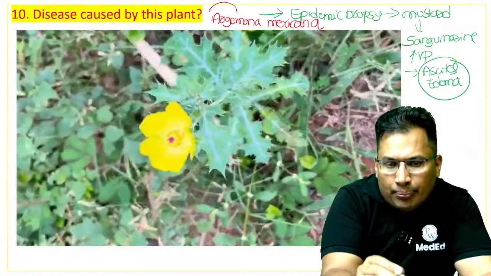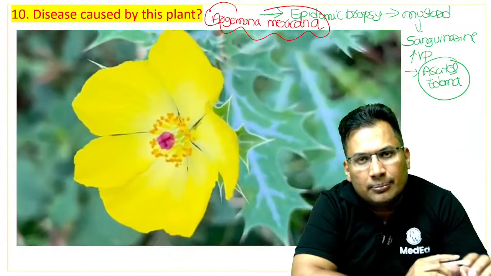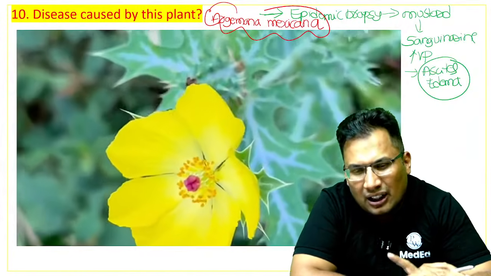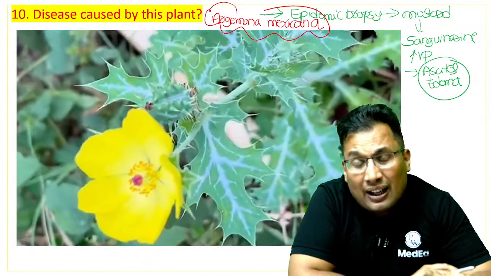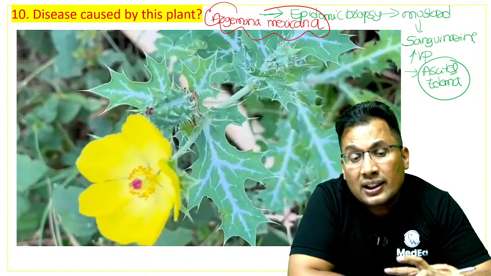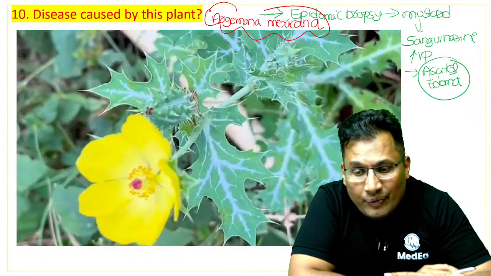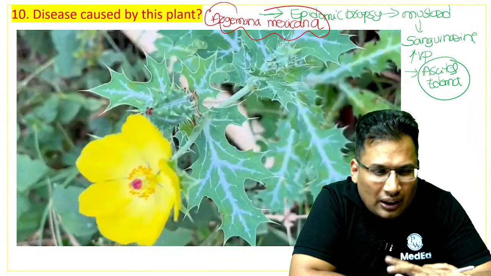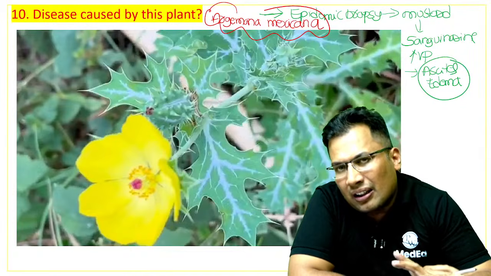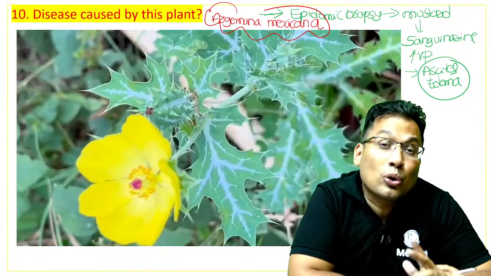Argemone mexicana. Mexicana. Yeah, not to be eaten. Mexicana is bad, not to be eaten. What is the active principle? Sanguinarine is bad. It leads to edema and glaucoma and all. Remember, endemic ascites is caused by pyrrolizidine.